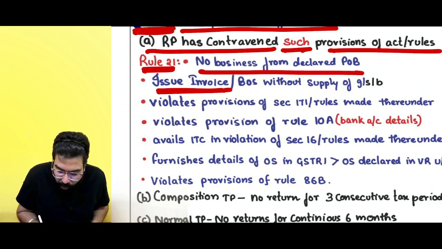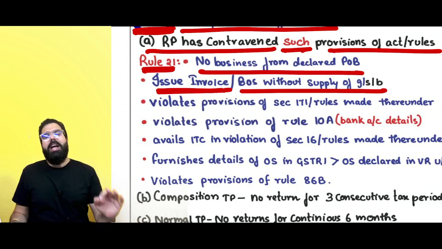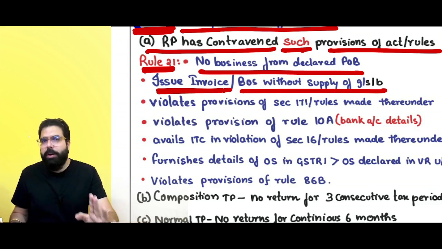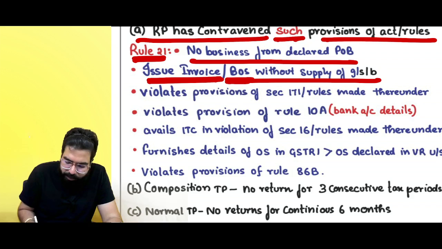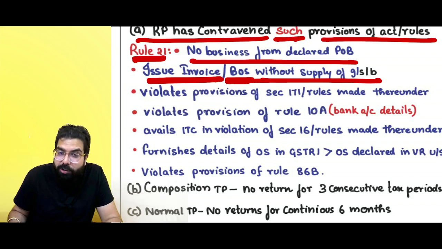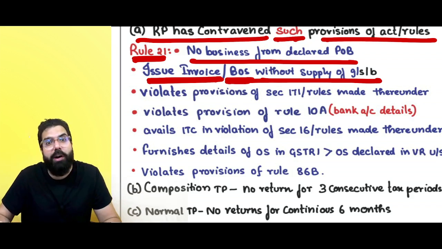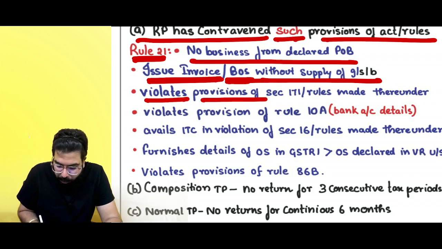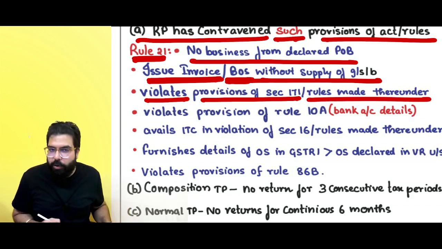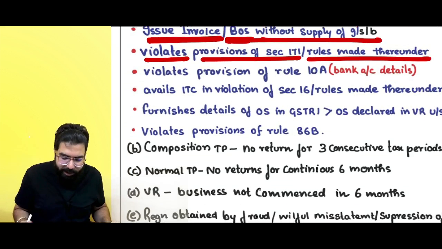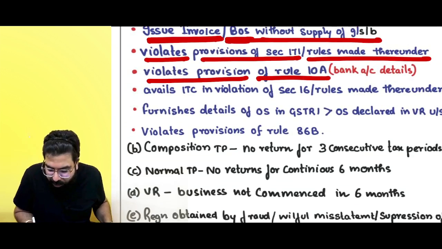Secondly, issuing an invoice or bill of supply without supply of goods, services, or both. If you issue an invoice or bill of supply without supply of goods, services, or both, it means you are issuing a bogus invoice, or you violate the provision of section number 171, you are doing profiteering. If you are doing profiteering, then also they can cancel your registration. You violate the provision of rule number 10A.